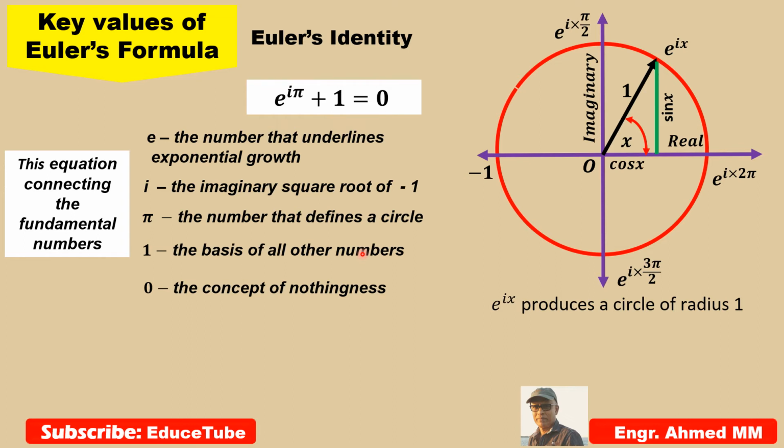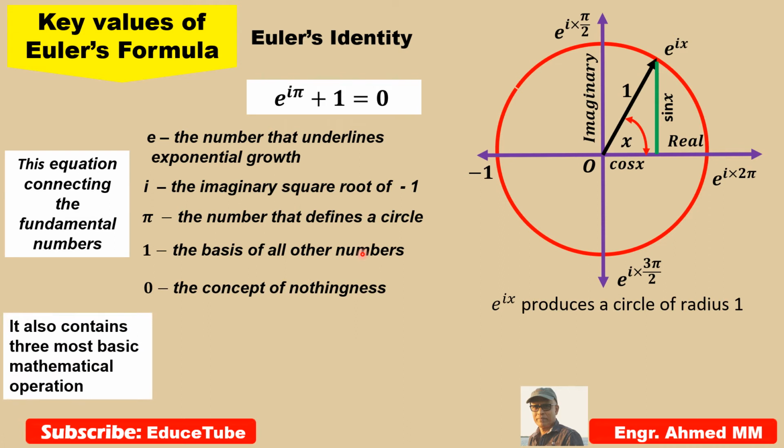From this equation, Euler's identity, we got a lot of important information. Again, it also contains the 3 most basic mathematical operations. What are those? Additions, multiplications, exponentiations. That's why this identity, Euler's identity, is a very important equation.